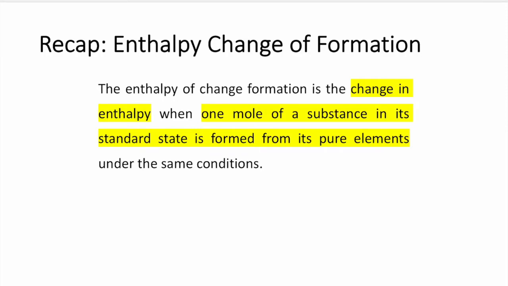So, for example, if I were to write the equation for the enthalpy change of formation of magnesium oxide, I'd start with magnesium, which is a solid at standard state conditions, plus oxygen, which is a gas at standard state conditions, changes into magnesium oxide, which is a solid, I believe, at standard state conditions.